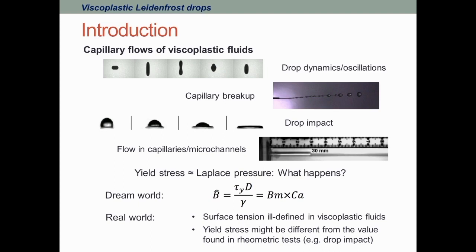What we're interested in is what would happen if the yield stress is comparable with the Laplace pressure. Ideally, it would be good to introduce a single dimensionless number, which is a product of a Bingham number and a capillary number, which expresses a competition between the yield stress and the Laplace pressure. But there are two issues with this single dimensionless number. First, the surface tension is still ill-defined in the viscoplastic fluid, and secondly, the yield stress value measured from, let's say, a rotational rheometer is only a single component of the stress tensor.